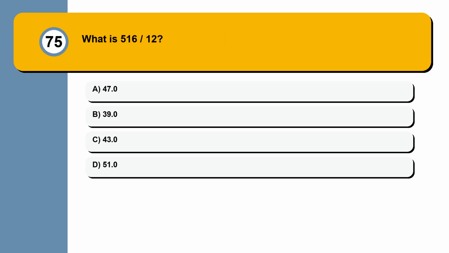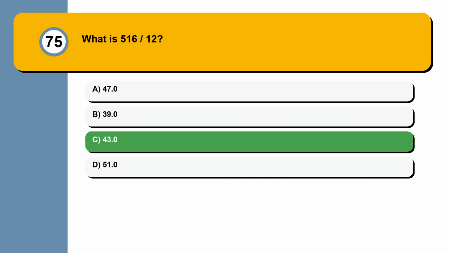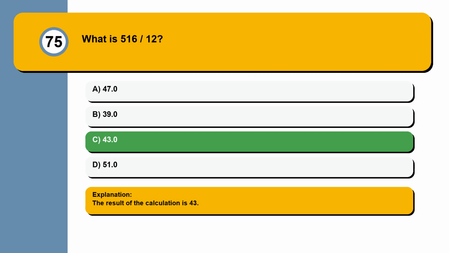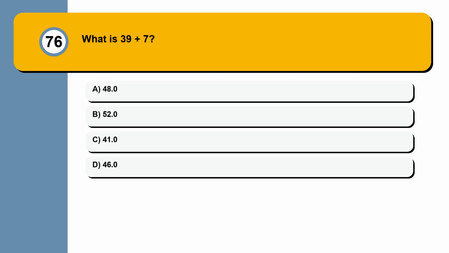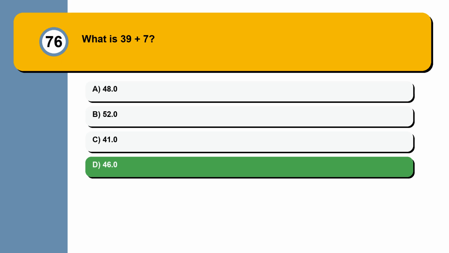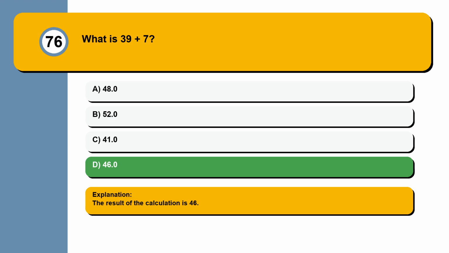Question 75. What is 516/12? 47.0, 39.0, 43.0, 51.0. The result of the calculation is 43. Question 76. What is 39 plus 7? 48.0, 52.0, 41.0, 46.0. The result of the calculation is 46.